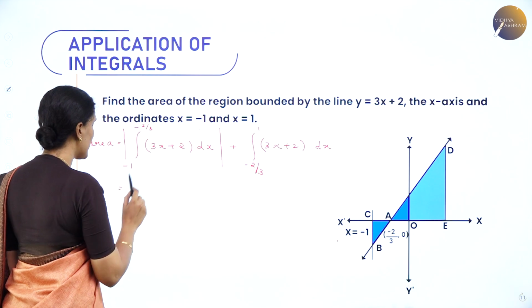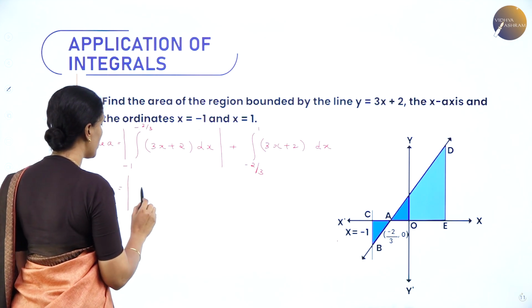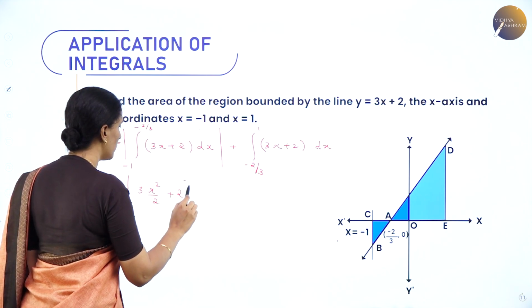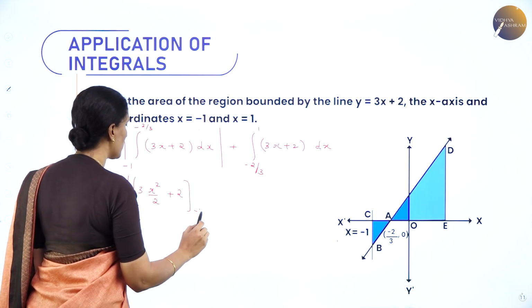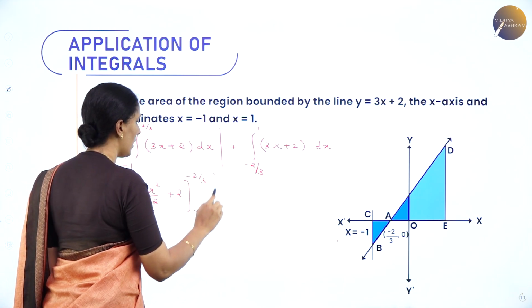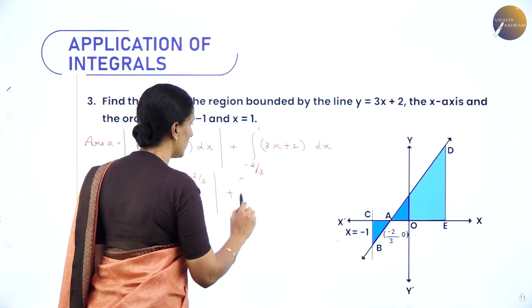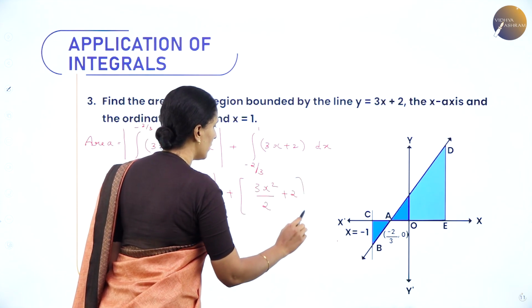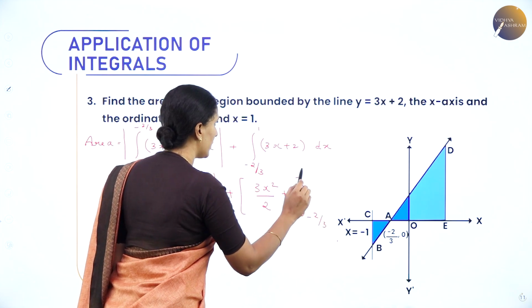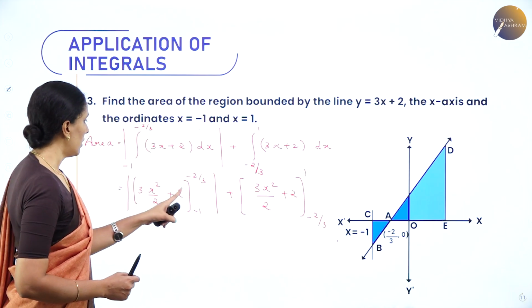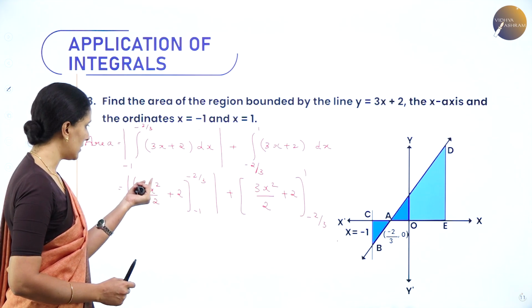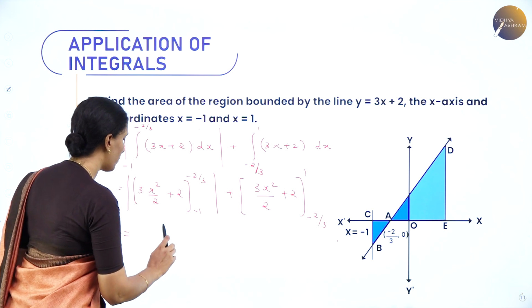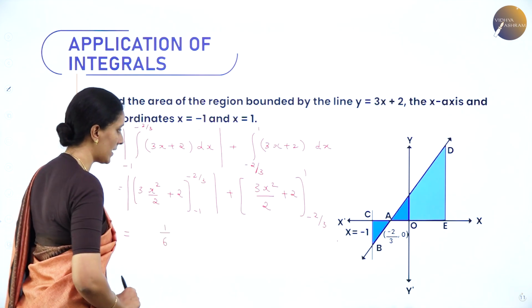Now when we solve this, we'll get 3x square by 2 plus 2x with the limits minus 1 to minus 2 by 3 under the modulus. Again here we have 3x square by 2 plus 2x with the limits minus 2 by 3 to 1. Now if you apply the limits minus 2 by 3 and minus 1 and solve this, the modulus of this function will give you the value 1 by 6.